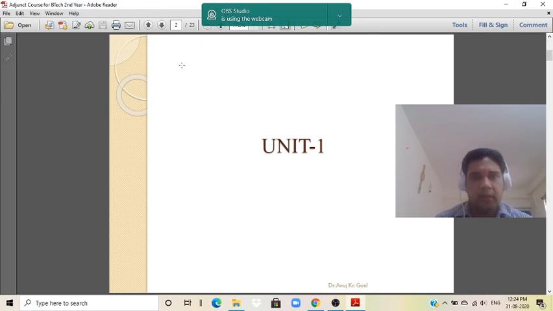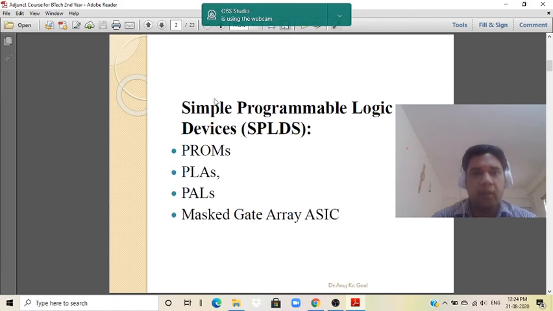Unit 1 consists of 3 parts: SPLD, simple programmable logic devices; CPLD, complex programmable logic devices; and FPGA, field programmable gate array. Chapter 1 consists of 4 different parts. One is the PROM, programmable read-only memories; second, PLA, programmable logic array; third, PAL, programmable array logic; and masked gate array, ASIC. ASIC means application specific integrated circuits. So a total of 4 devices are there: programmable read-only memory, PLA, logic array, array logic, and ASIC.